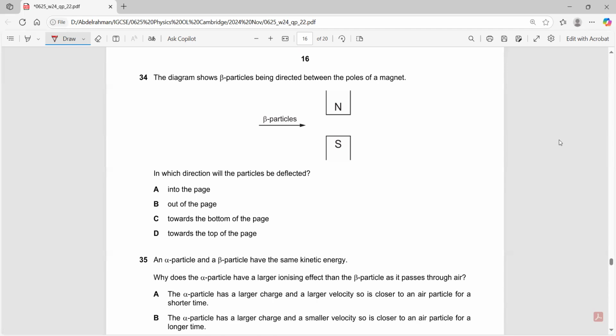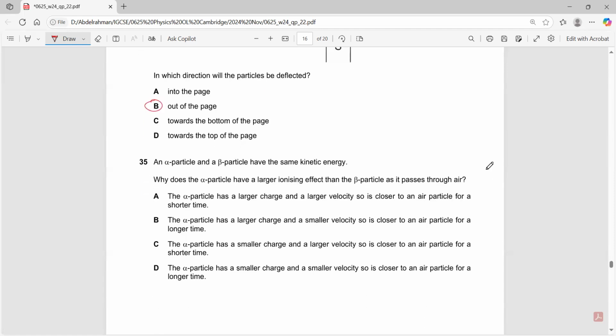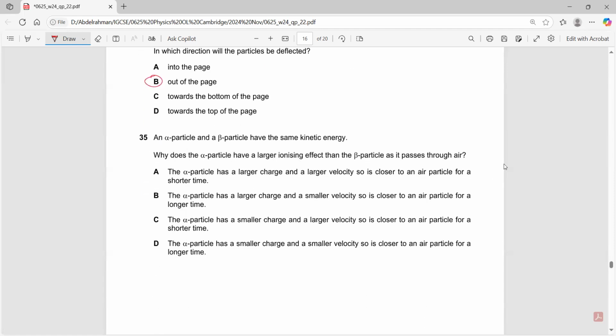Or you can use Fleming's left-hand rule and say that the force will be in the opposite direction, okay, out of the page.